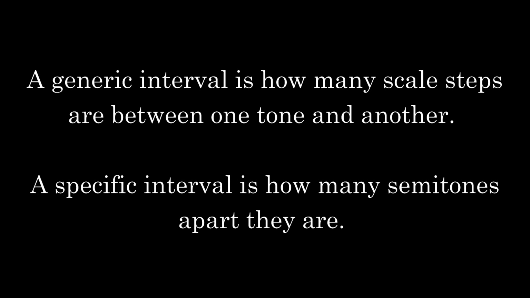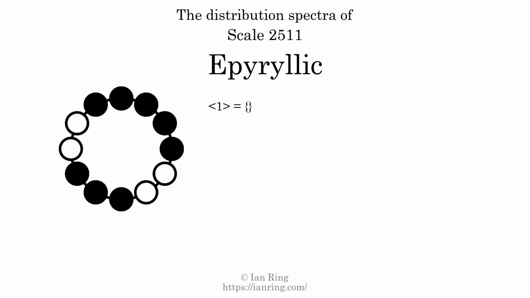A specific interval is how many semitones apart they are. The generic interval of one scale step comes in two different specific interval sizes, 1 semitone and 3 semitones. The spectrum width of this generic interval is the highest, 3, minus the lowest, 1, which equals 2. The generic interval of 2 scale steps comes in two different specific interval sizes, 2 semitones and 4 semitones. The spectrum width of this generic interval is 2.